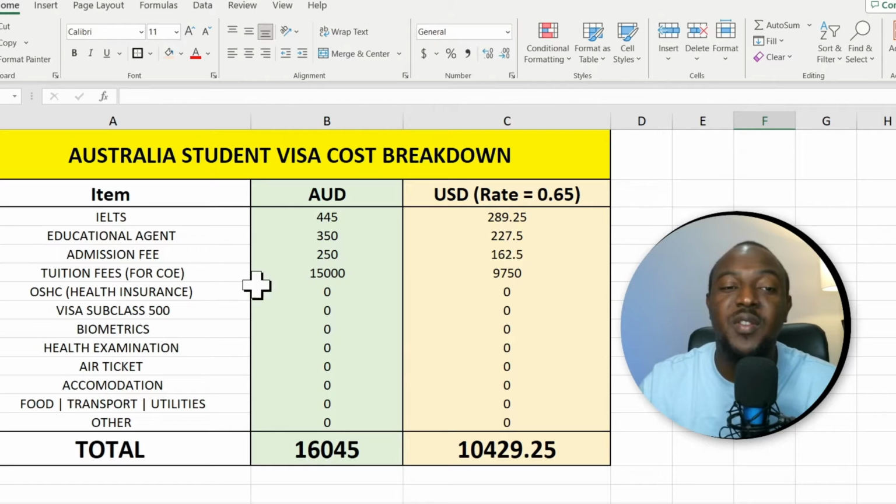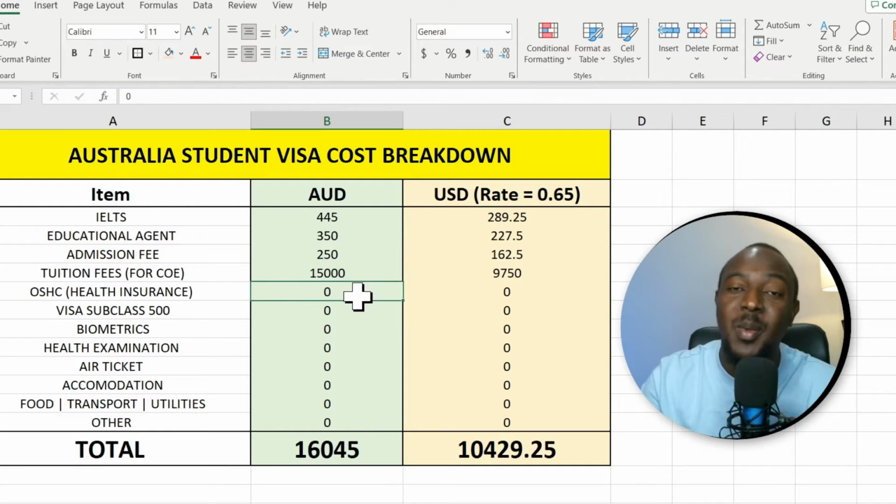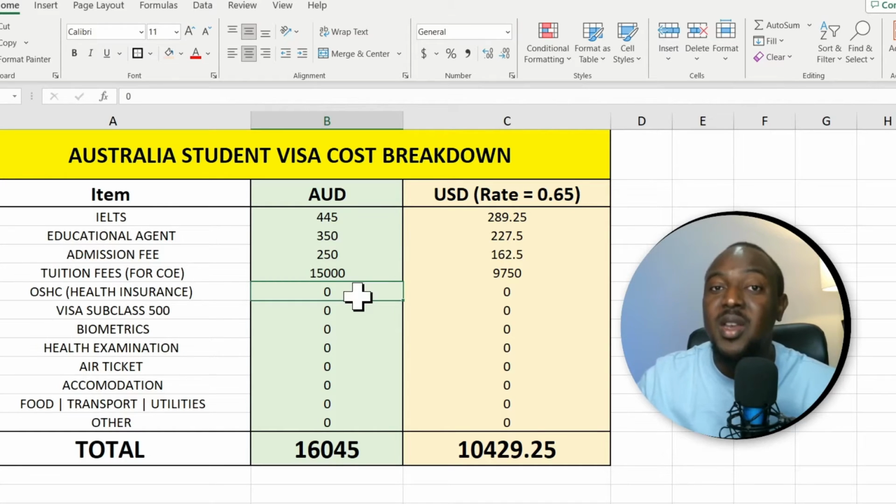Once you've paid your tuition fee, of course you need overseas health insurance. So this is also really important. And again, this cost will depend on how long you're going to study in Australia for. So let's say if you are coming here to do your master's program, it normally goes for 2 years, you need to make sure you pay the whole 2 years of health insurance.